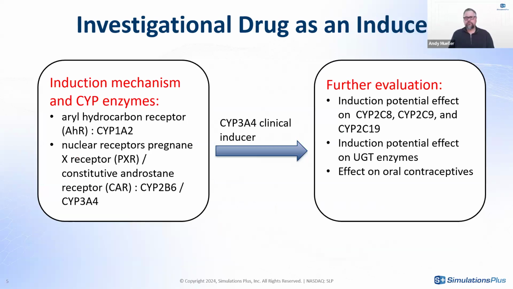Coming to your investigational drug as an inducer, in general, according to the guidance, you evaluate first 3 enzymes, 1A2, 2B6, and 3A4 to cover different mechanisms. And when your drug is demonstrated as a CYP3A4 clinical inducer, you need to further evaluate the induction potential on CYP2C enzymes, as oftentimes they are co-induced, and also induction potential on UGT enzymes, as well as the effect on oral contraceptives. What we've seen is the second part is often missing by the sponsor.